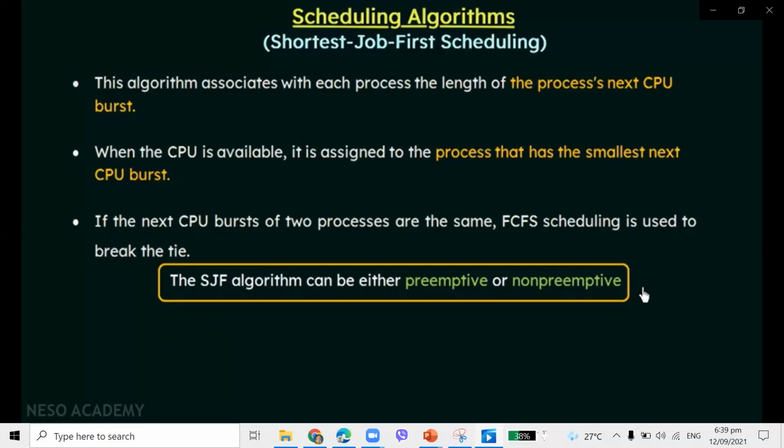That means that process cannot be disturbed until and unless that process completes its execution or goes to a waiting state. No other process can come and disturb it and take the CPU away from it.